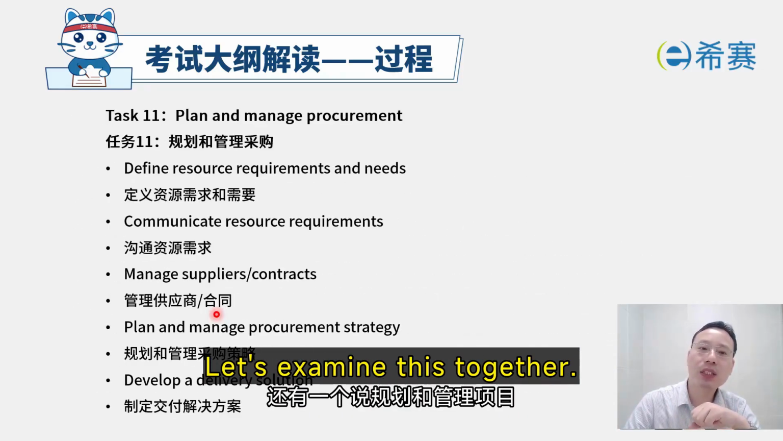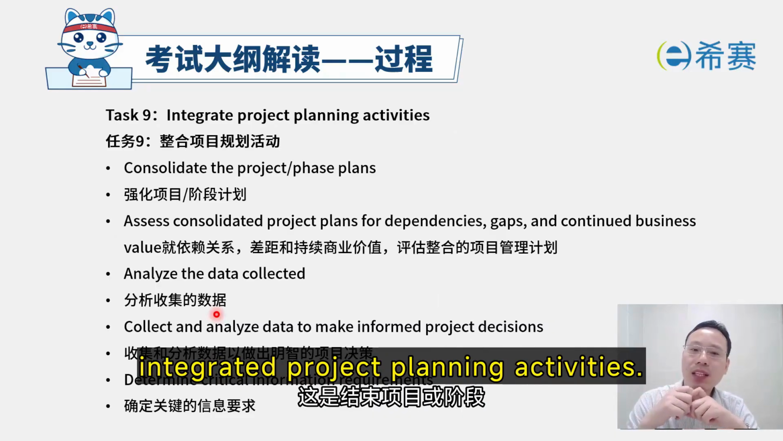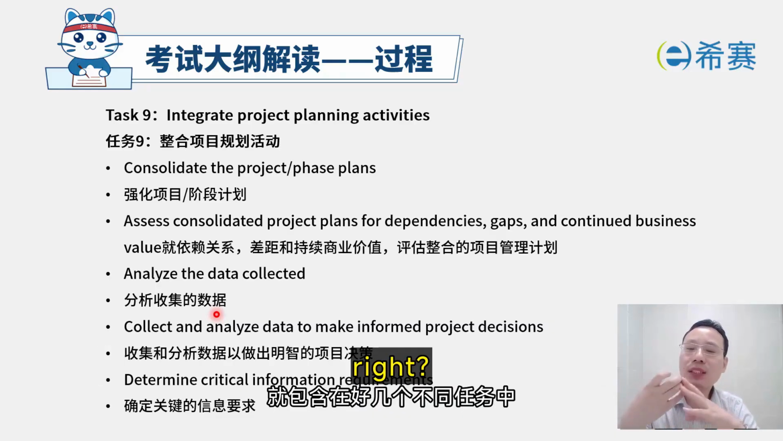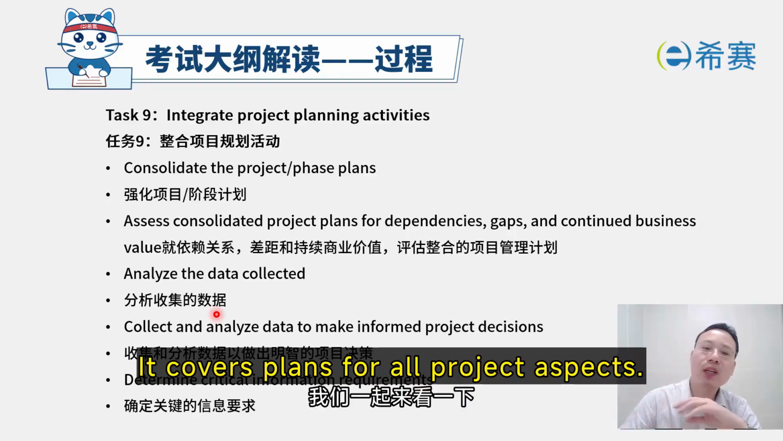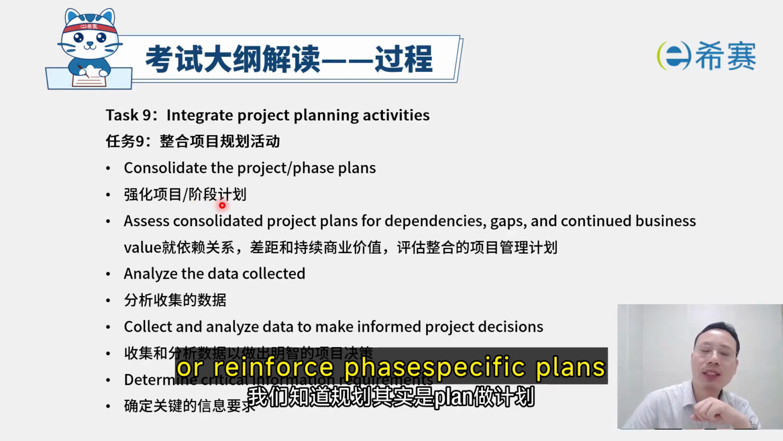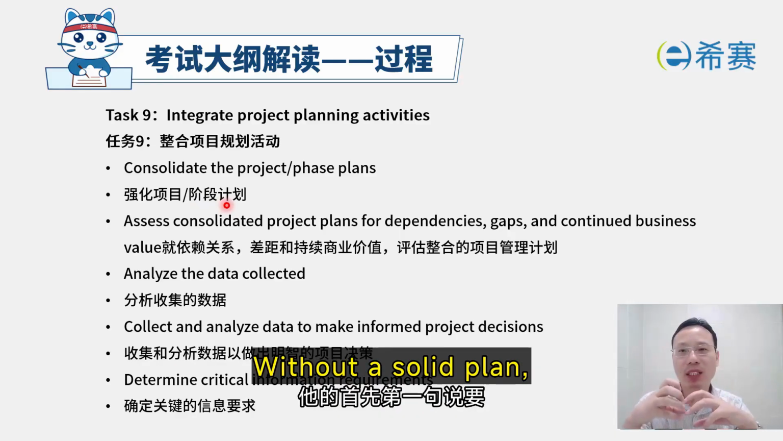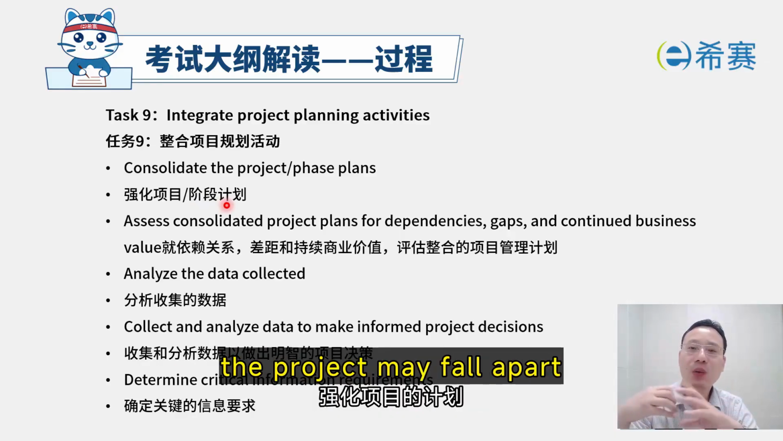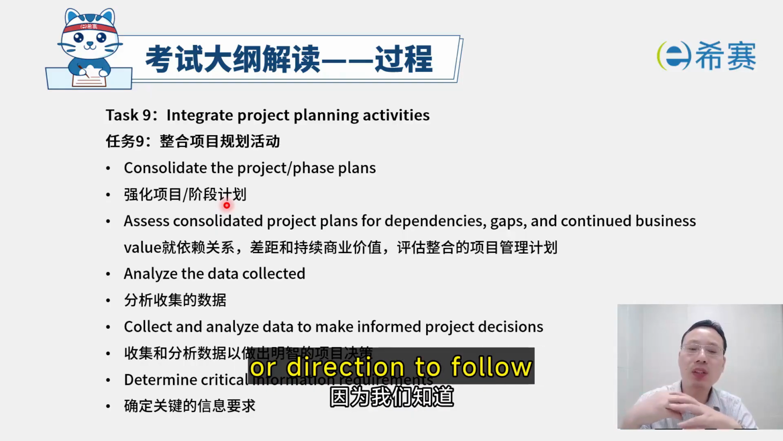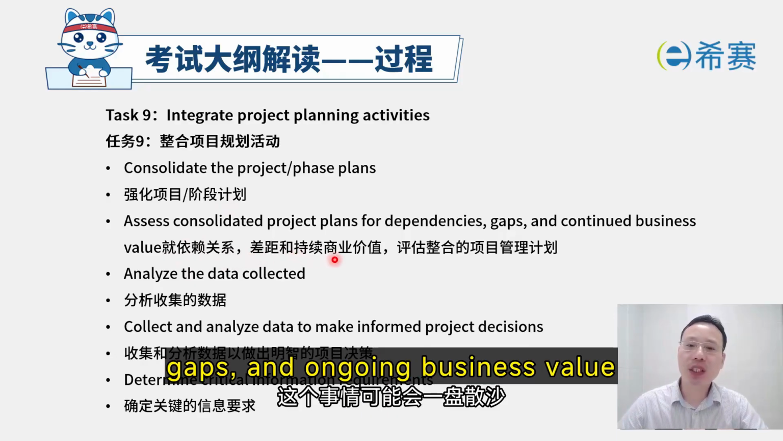Let's examine this together. Starting with the first point, integrated project planning activities. As we know, planning is about strategizing. But it covers plans for all project aspects. The first point mentions that we need to enhance the project planning or reinforce phase-specific plans. As we're well aware, preparation brings success while negligence leads to failure. Without a solid plan, the project may fall apart, lacking any foundation or direction to follow. Next, we need to consider dependencies, gaps, and ongoing business value.